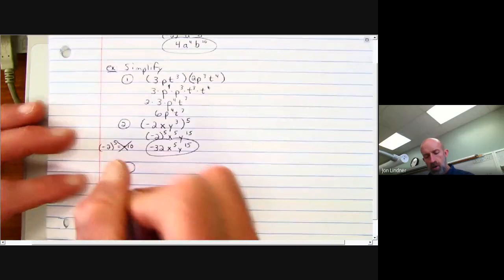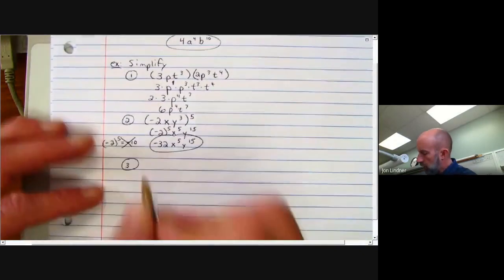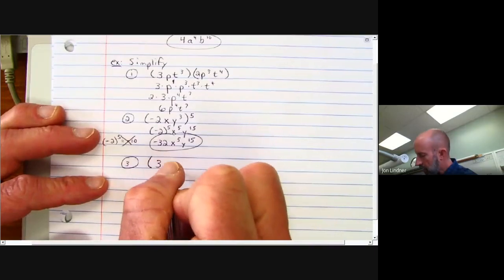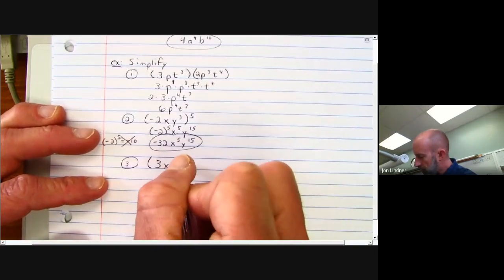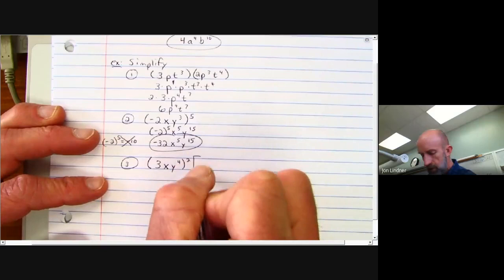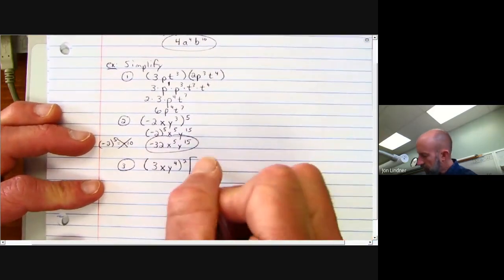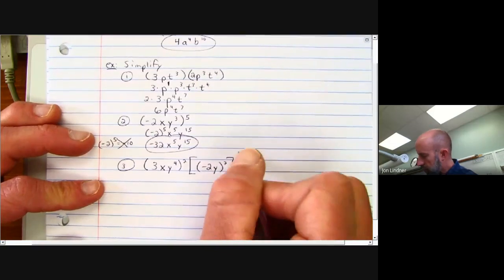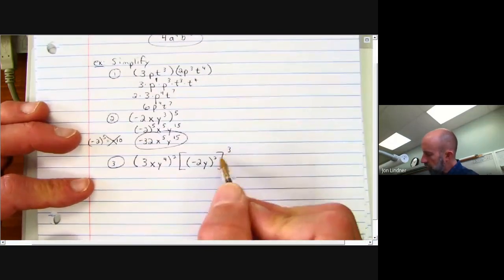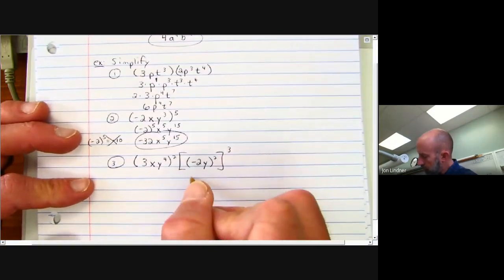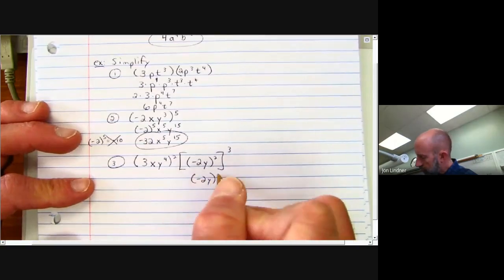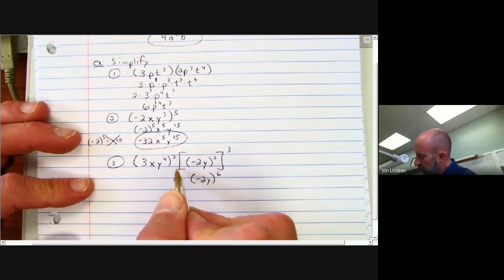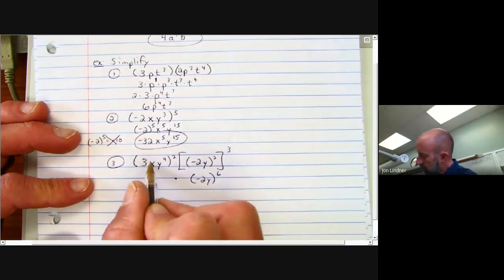All right. One more problem. Let's say that I have 3xy to the fourth to the second, and in a bracket, I have negative 2y to the second all to the third. Well, look right here. I have a power to a power. That makes that negative 2y to the sixth. I have a power to a power here. Okay, it's this thing times this thing.